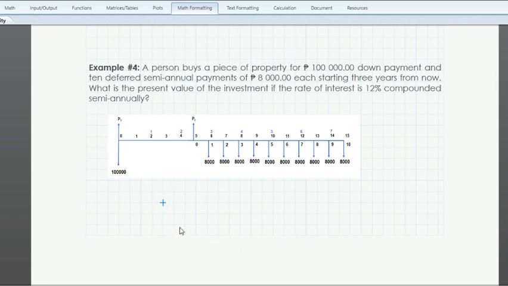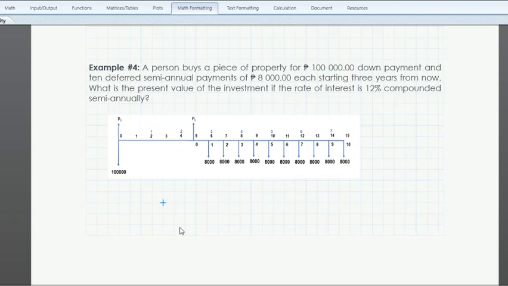But example number 4 will be your problem. What do I mean by your problem? You are going to solve example number 4, and next meeting, we are going to answer it. Okay? So, this is your assignment. If this is your assignment, again, this concludes our discussion about annuity.